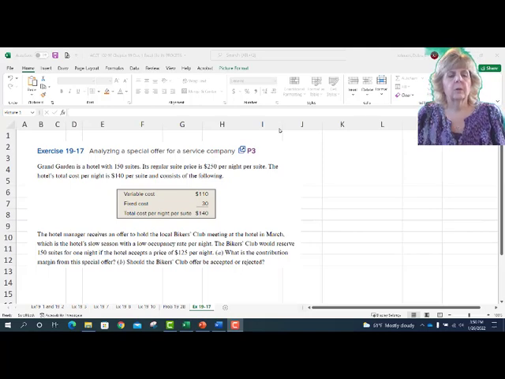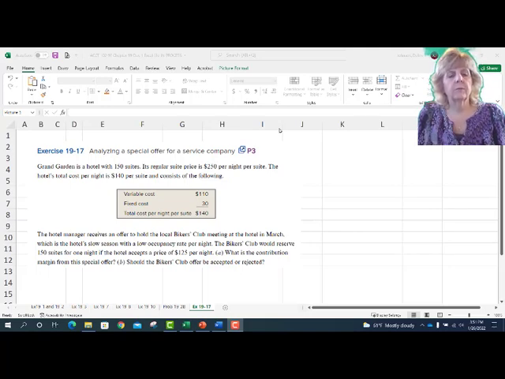Keep reading. The hotel manager receives an offer to hold the local bikers club meeting at the hotel in March, which is the hotel's slow season with a low occupancy rate. That means they have lots of extra rooms just sitting there vacant. The bikers club would reserve 150 suites for one night if the hotel would accept a special offer of $125. They ask you a question. What is the contribution margin from the special offer?